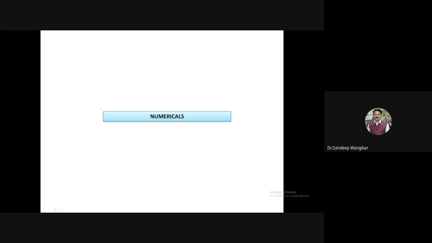So let us start with numerical number 1. Just now we have discussed the beam strength, wear strength, and effective load. Let us proceed for numerical number 1. Just have a look and write down what is given.